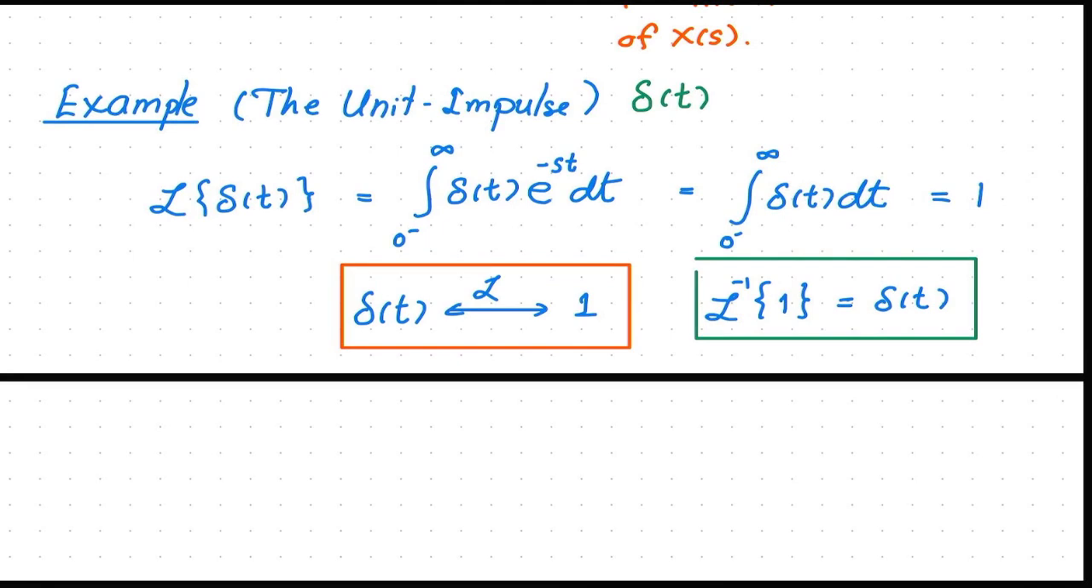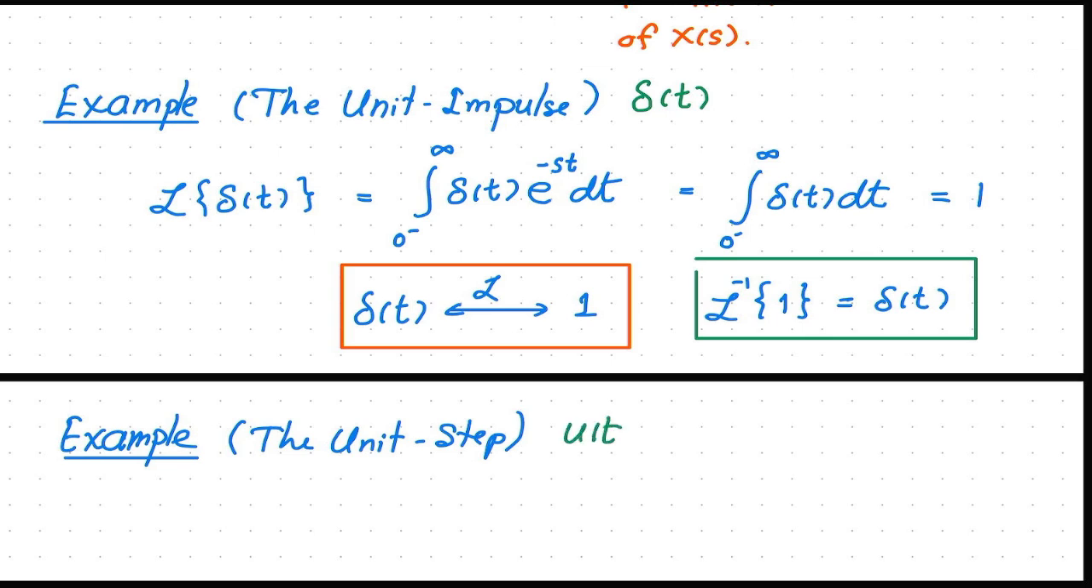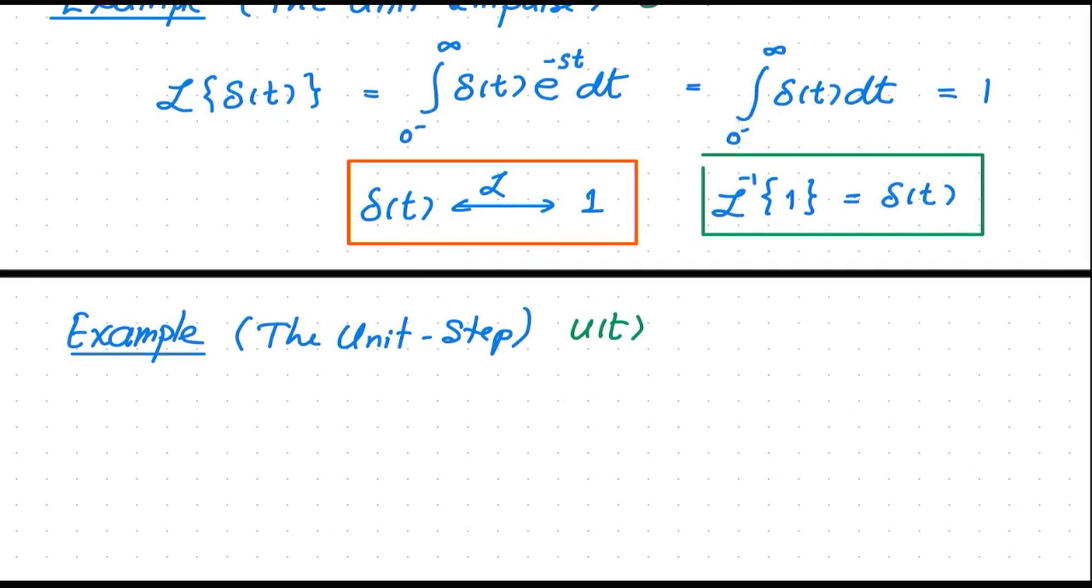Well, second example: the unit step. Do you remember the unit step? It's a signal u. The unit step has a value of unity, which is 1, starting from time equal to 0 until infinity. Now we want to find the Laplace transform of the unit step signal.